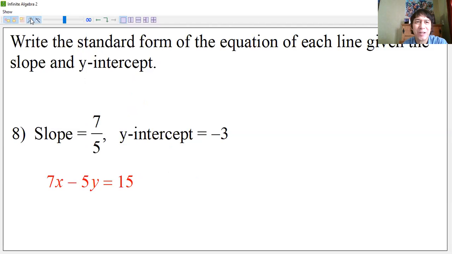And we're done discussing the standard form of linear equation. Okay, this will be all for this session.